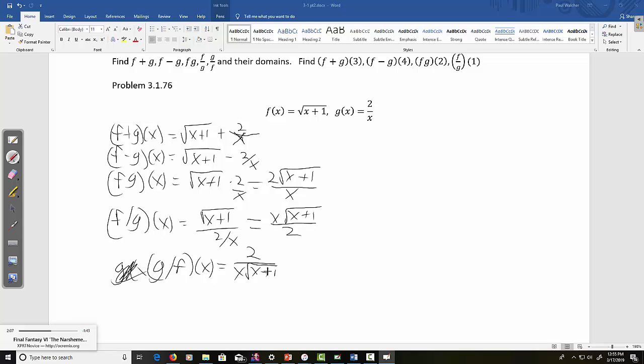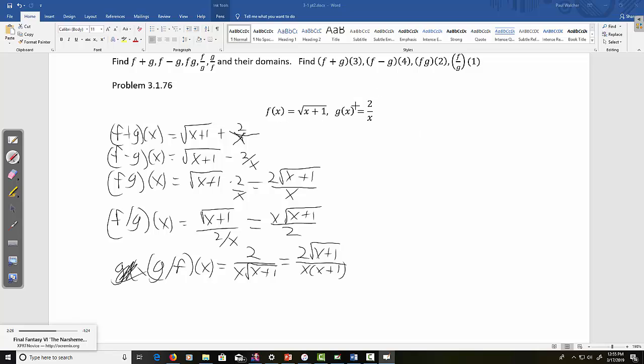If you want to rationalize the denominator, you can. There's not a whole lot of point to do it in this case, but to rationalize the denominator, you multiply both top and bottom by that square root, and you get 2 square root x plus 1 over x times x plus 1.